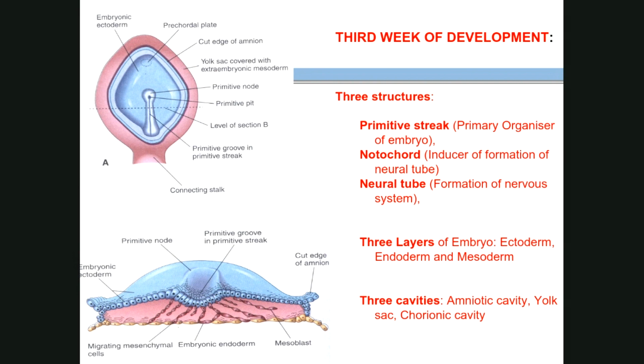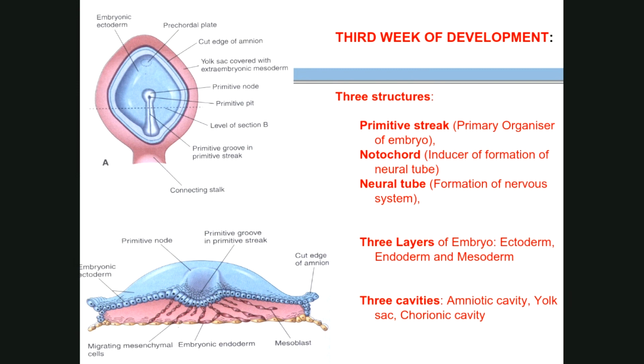The next structure which appears is the notochord. The notochord appears after the primitive streak. It is the next step of development, and it is responsible for the formation of the neural tube. If the notochord does not form, the neural tube will not form. The neural tube forms the nervous system. So if the notochord does not develop, the neural tube will not develop, and if the neural tube does not develop, the nervous system, meaning the brain and spinal cord, will not develop.